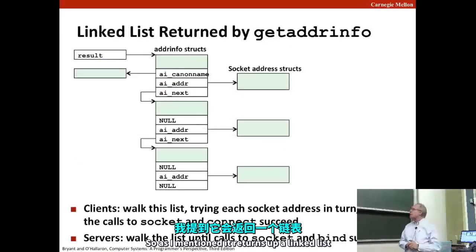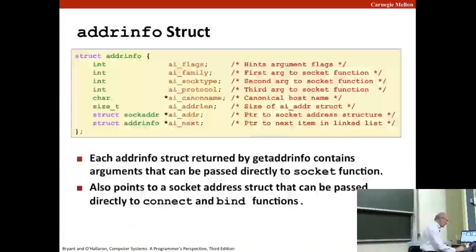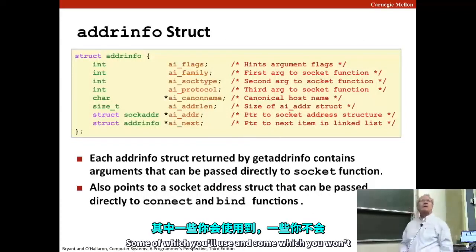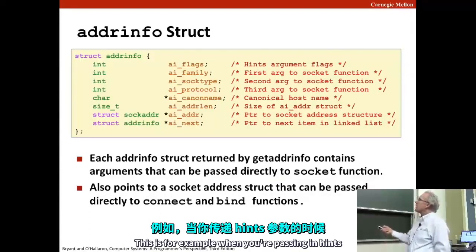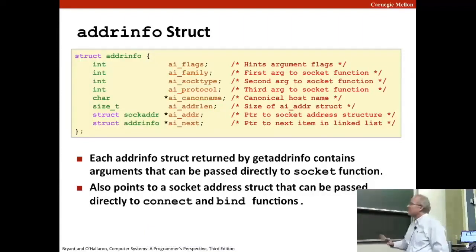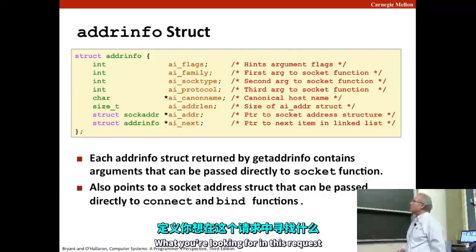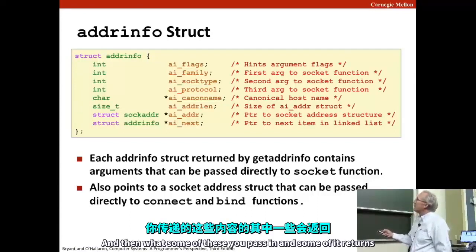So as I mentioned, it returns a linked list. That result is a linked list of these addrinfo structs. And the addrinfo struct has a zillion fields, some of which you'll use and some of which you won't. This is, for example, when you're passing in hints. Hints is what you're passing in: some conditions about what you're looking for in this request. And then some of these you pass in and some of it returns.